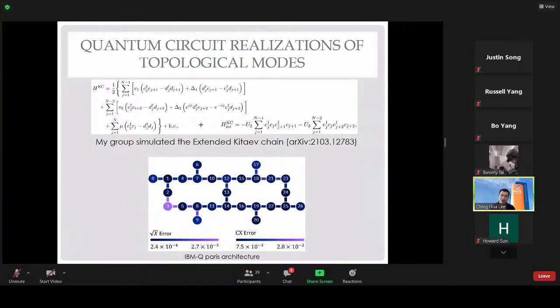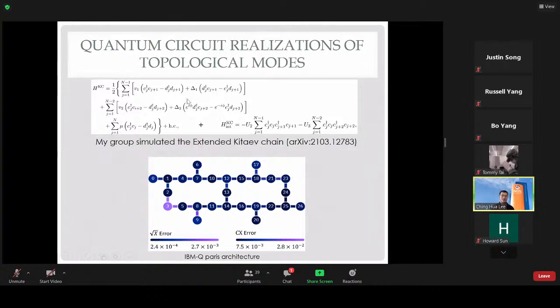So in our recent work, we actually realized a far more complicated system. It's called the extended Kitaev chain. And we could achieve this because of our access to larger and more accurate quantum computers. For example, the IBM Q Paris, although it is probably not accessible anymore right now.